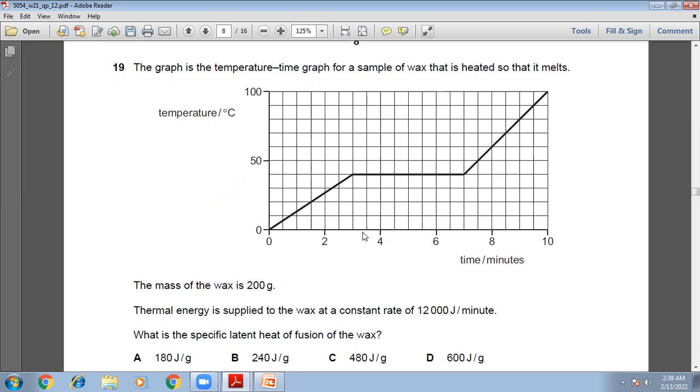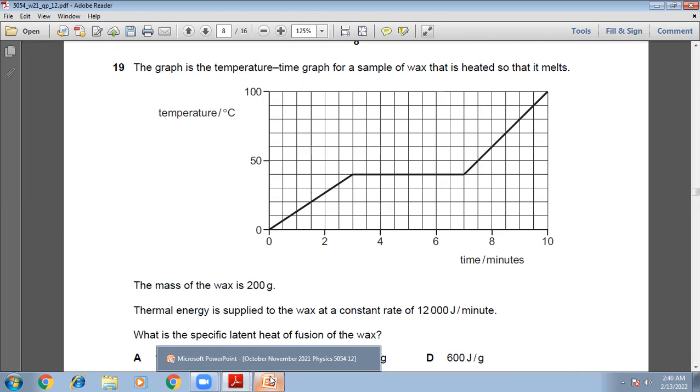Okay, so the wax was changing state from 3 minutes, from here it started, up to 7. So the time taken, 7 minus 3, is 4 minutes. So in 4 minutes, the whole of the wax has melted. So 200-gram wax took 4 minutes to melt. The power supplied is 12,000 joules per minute. So in 4 minutes, how much energy is supplied?